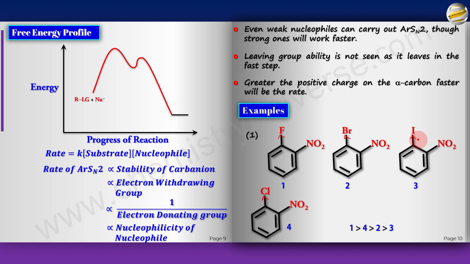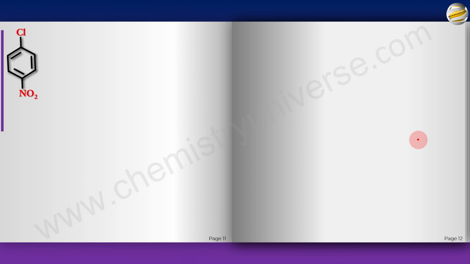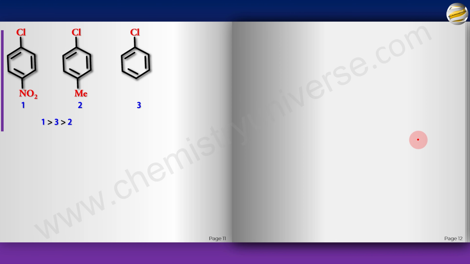Okay. Now I want you to check out this one. These 3. Which one do you think? Obviously, electron withdrawing group is only in 1, and 2 in fact is a releasing group, so it will be at the end. So it will be 1, 3, 2.